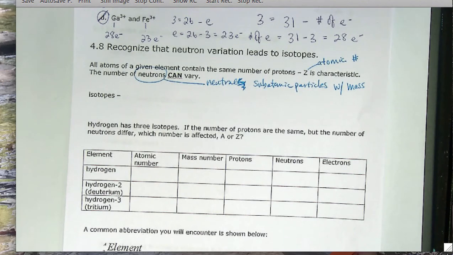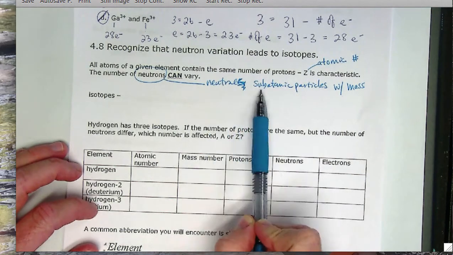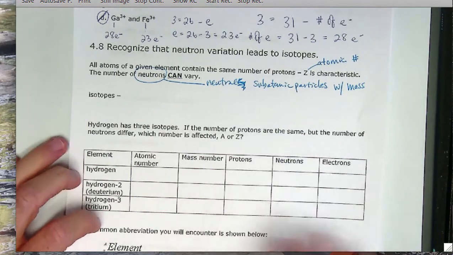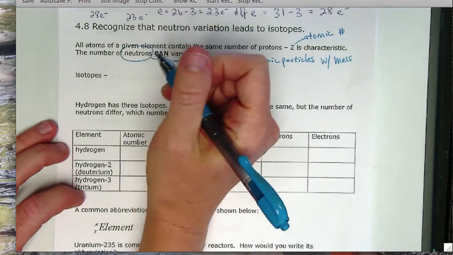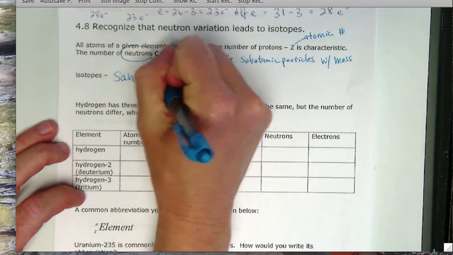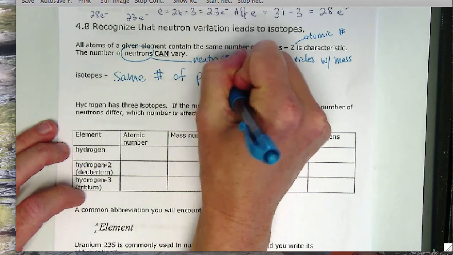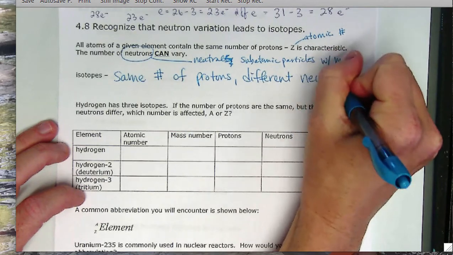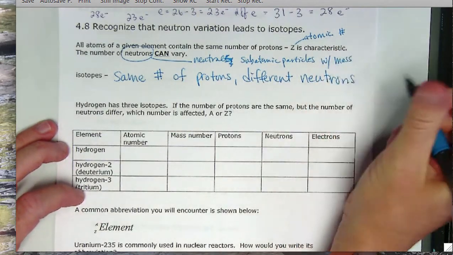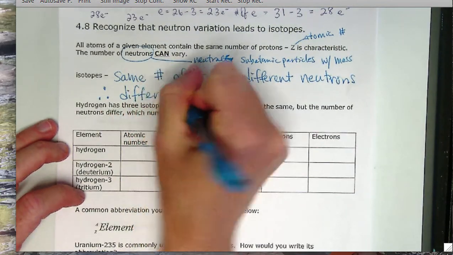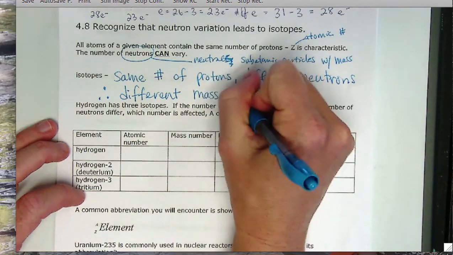Okay, so the number of neutrons can vary. So neutral subatomic particles with mass. So let's look at isotopes now. Isotopes. They have the same number of protons, different neutrons. Therefore, different mass number.